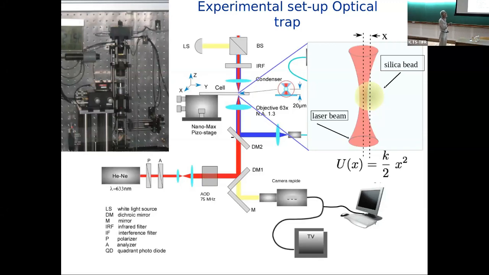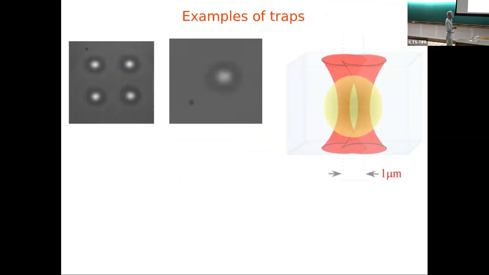Then, for example, you have a camera in order to detect the position of the particle, or eventually you can use position-sensitive detectors that allow you to measure the X. And okay, so the question is now, this is typically what you get.